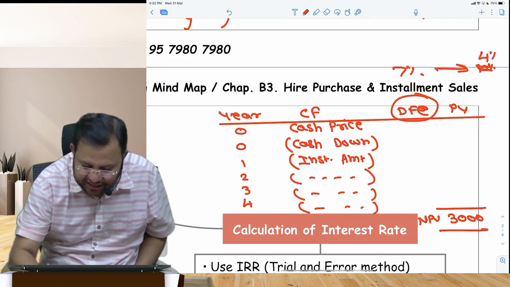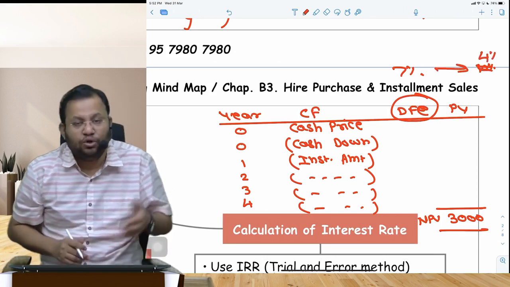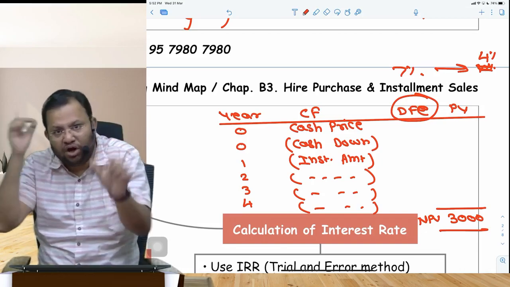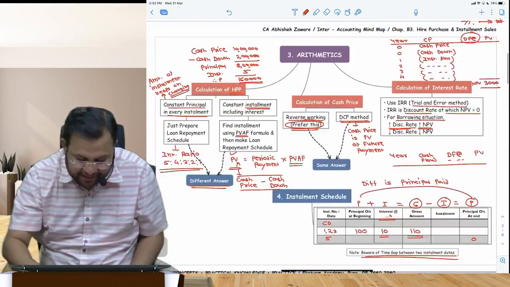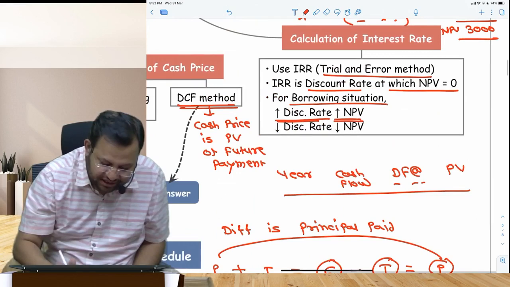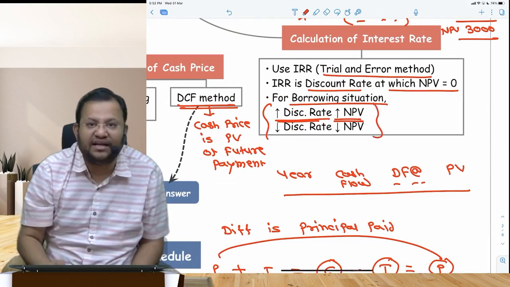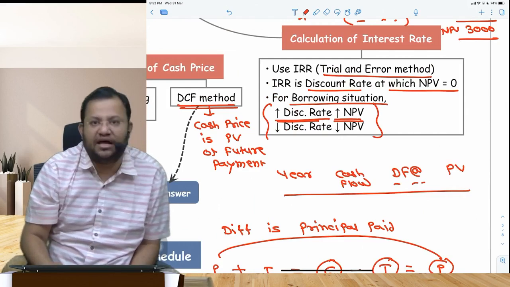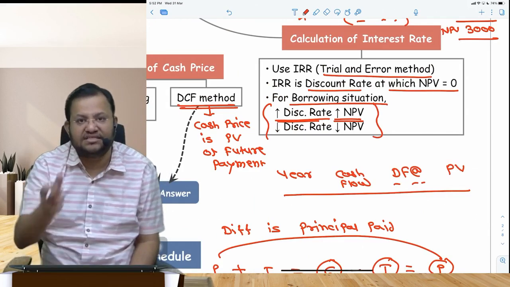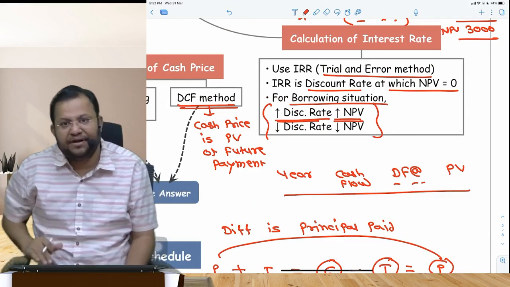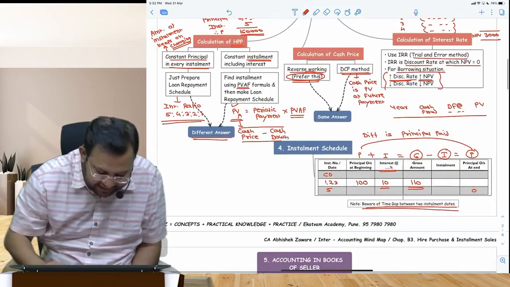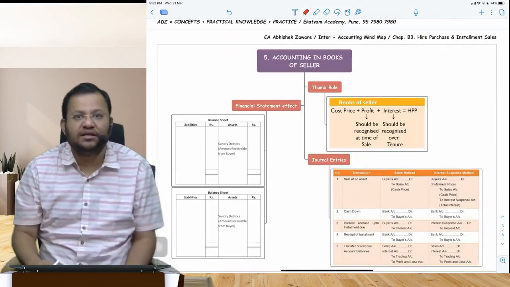7 से 4 पे आना। So you want one positive NPV, you want one negative NPV, so please apply brain accordingly. So it is a positive relationship between discount rate and NPV, और trial error करके आप क्या कर लेना, IRR find कर लेना, that IRR के हिसाब से you have to make a loan repayment schedule, and then the question of journal entry arises. So accounting in the books of seller.